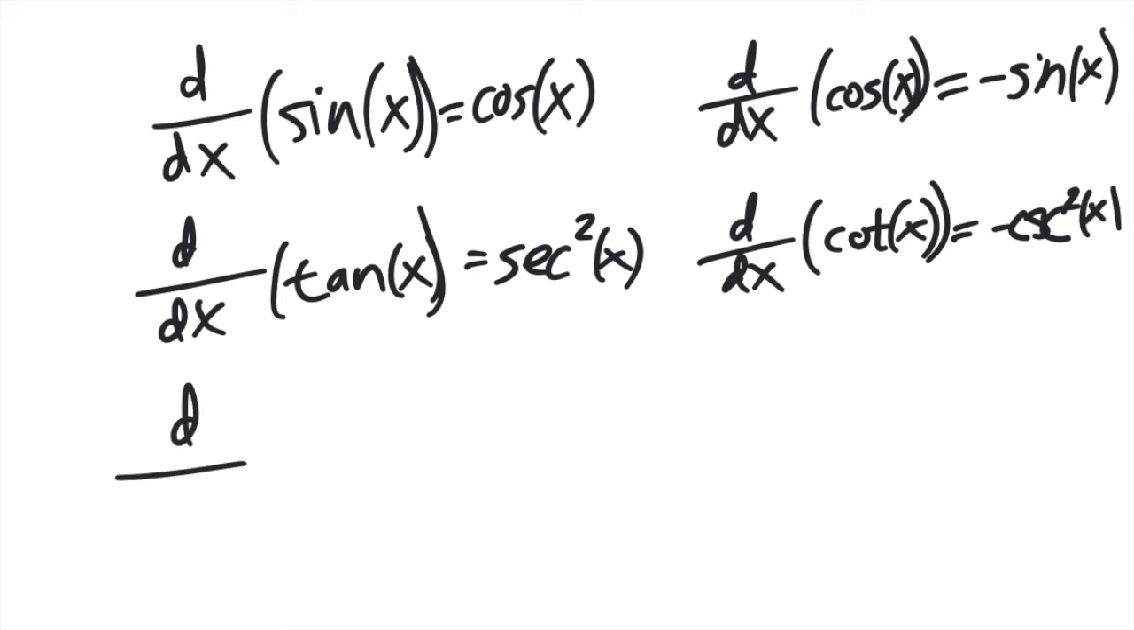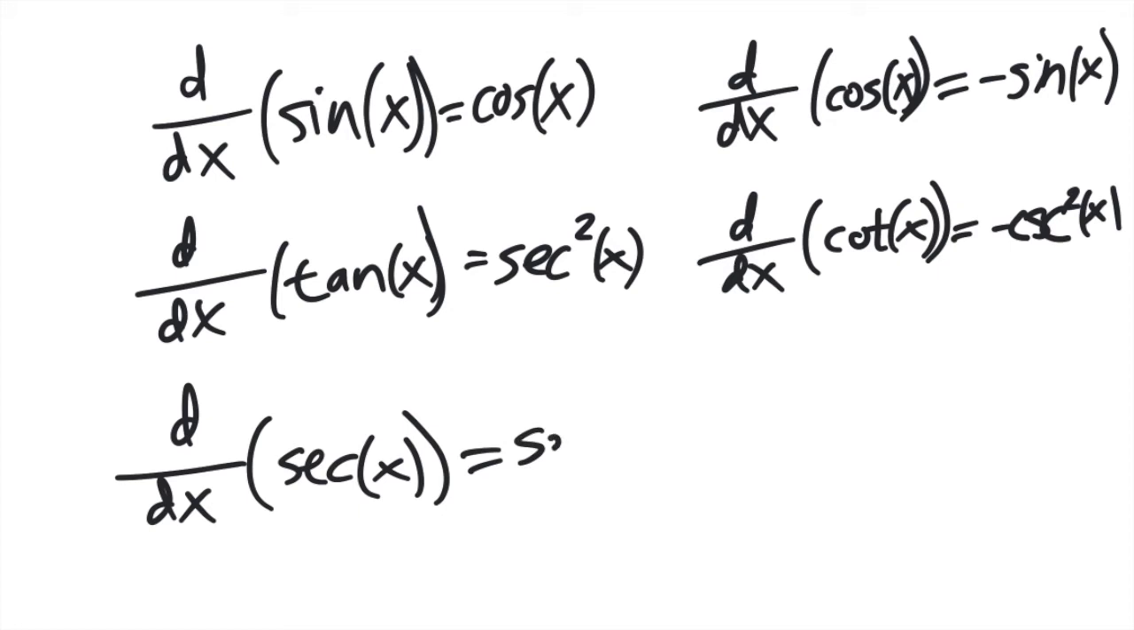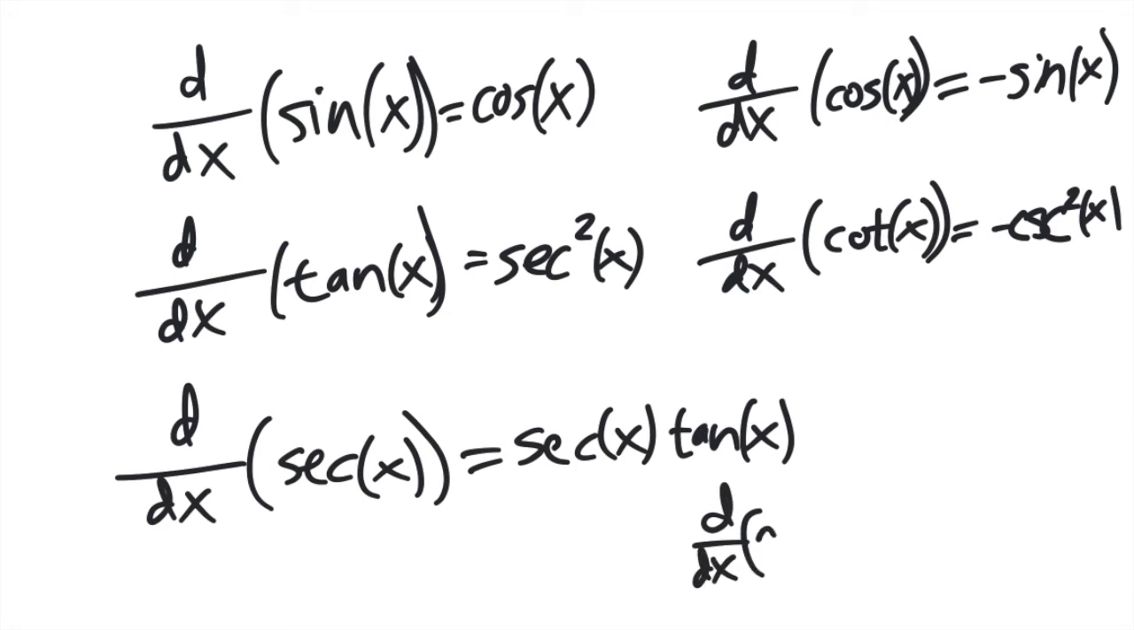And then d over dx of a secant of x is equal to a secant of x times the tangent of x. And then, last but not least, d over dx of the cosecant of x is equal to a negative cosecant of x times the cotangent of x. Okay, so these are all 6.